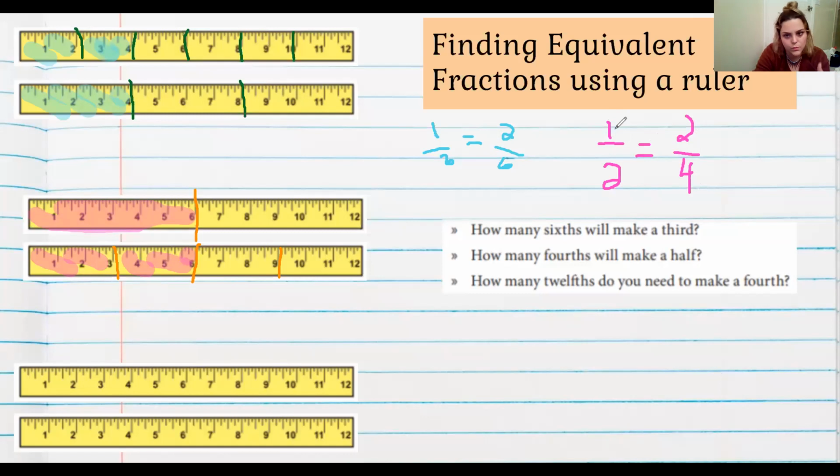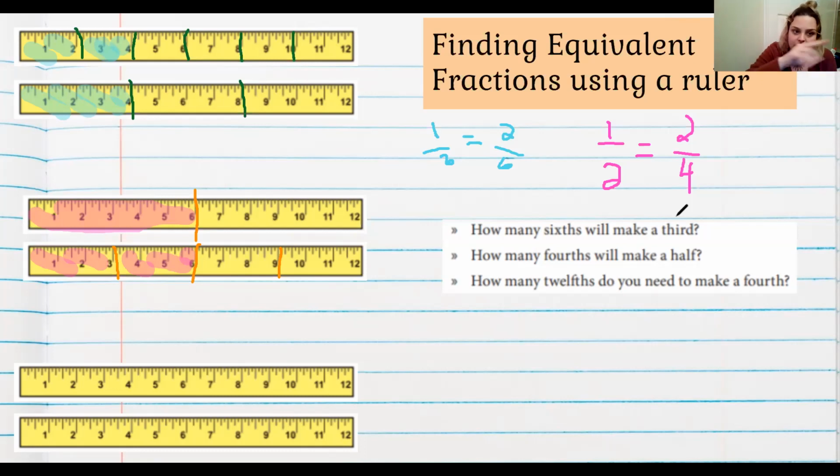How do I know that? Because look at the relationship between the numerator and the denominator. 1 is half of 2 and 2 is half of 4. And so we have equivalent fractions there. Our next set of questions, our last set, how many 12ths do you need to make a fourth?